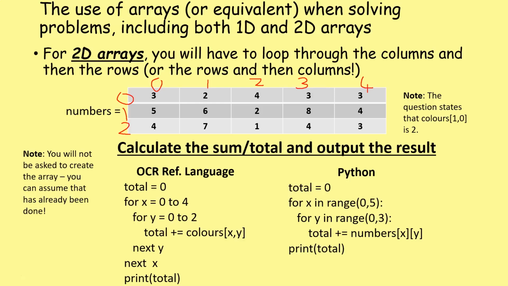Then I add whatever I've got to my total, bearing in mind I need the 2 index positions in both OCR and Python. And then I can print the total at the end. So that nested for loop, make sure you get your indentation correct here. It's not too difficult to do this, but in the heat of an exam, it can be quite complicated. You can kind of memorize this. That gives you the sum of the total.